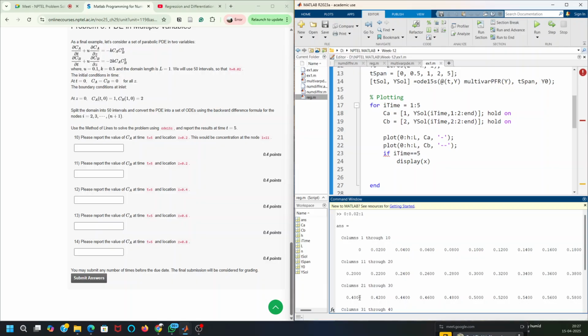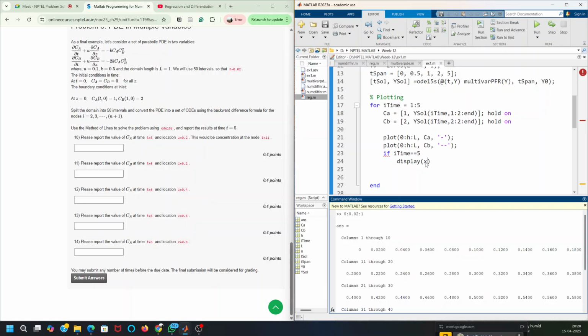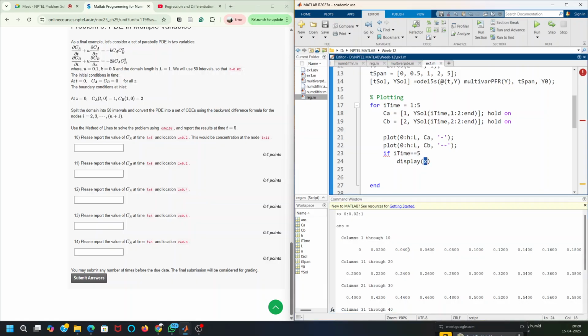So 0.2 is, I think, how much? 1, 2, 3, 1, 2, 3, 4, 5, 6, 7, 8, 9, 10. 1, 2, 3, 4, 5. So we are starting from here. 1, 2, 3, 4, 5, 6, 10.